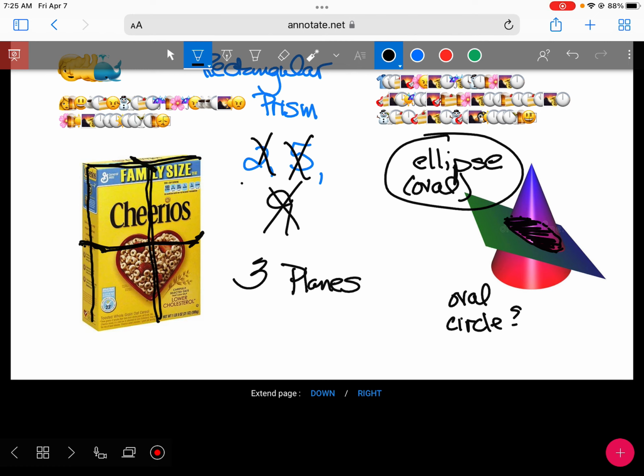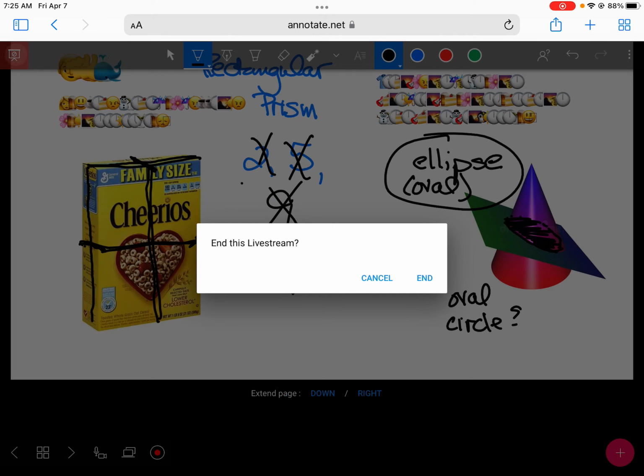Okay, so we are going to finish up talking about these cross sections and the shape that we see from the cross sections. And then we're going to get into these solids of revolution, okay? So let's turn to page 31 in your packets. 31, please.